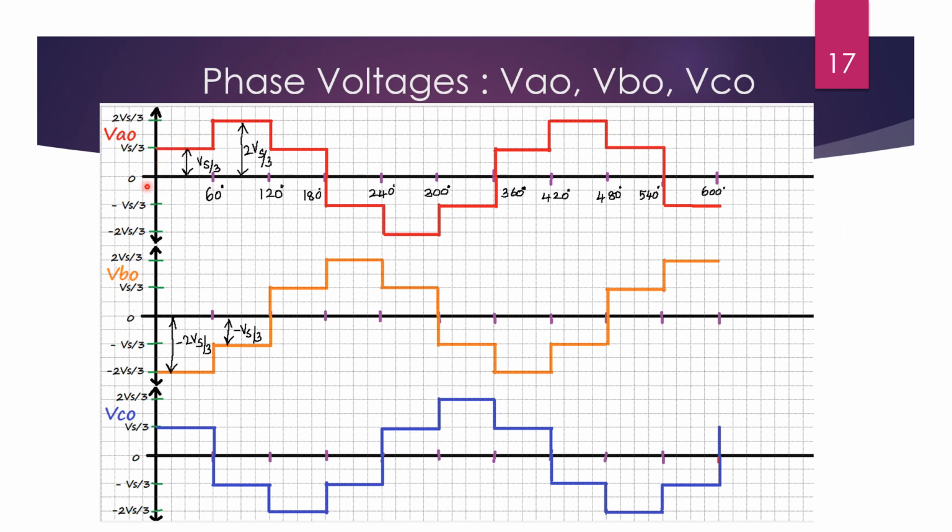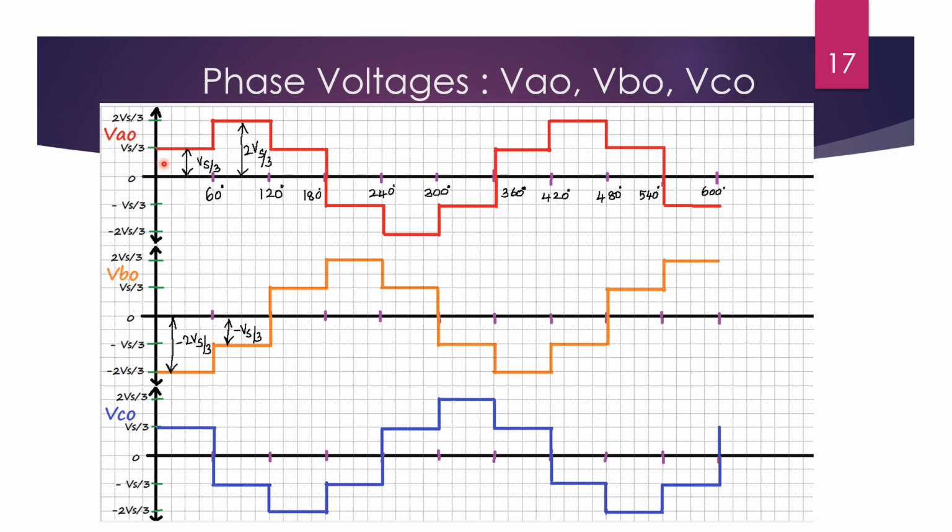From the table, it is understood that from 0 to 60 degrees, the phase voltages are VA0 equal to Vs by 3, VB0 equal to minus 2 Vs by 3 and VC0 equal to Vs by 3. I'm just showing the phase voltage in this slide and then I'll show the line voltage. For each and every step, based on the tabular column, we are just drawing the step. I've classified the x-axis as degrees here: 60, 120, 180. For easy understanding, I've classified 60 degrees for each and every step.